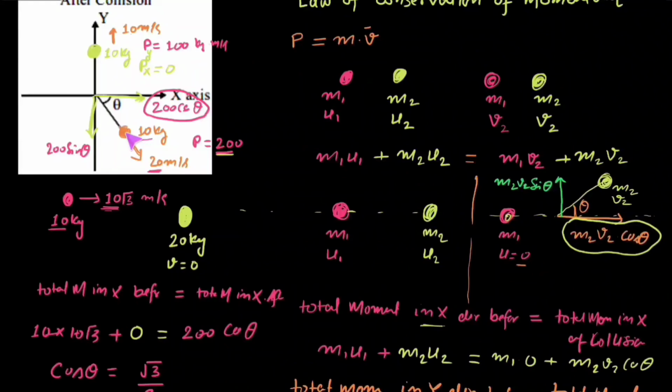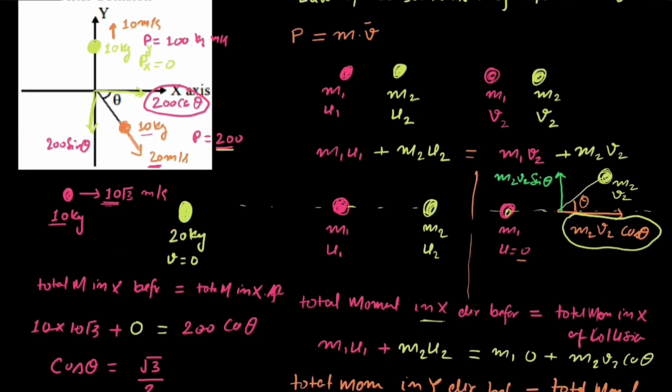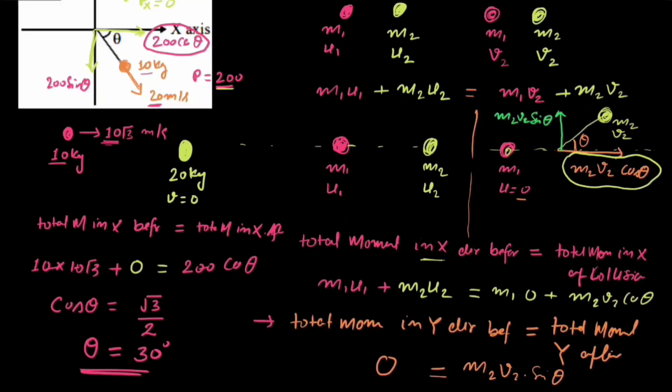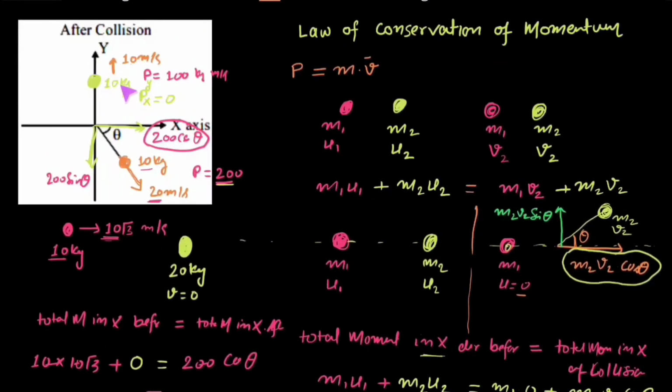As we all know, the total momentum before collision is always equal to the total momentum after collision. Here we can see that the total momentum in the y direction before collision is 0 because no motion is happening in the y direction before collision. So the total momentum in the y direction before collision is equal to the total momentum in the y direction after collision, and since it is 0 before, the total momentum after collision in the y direction should be equal to 0.